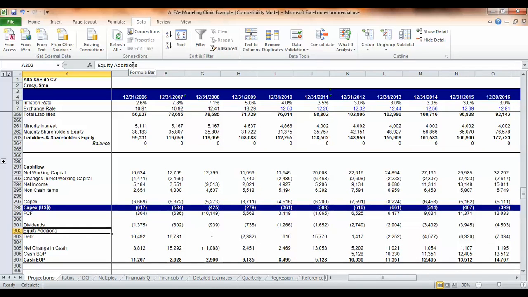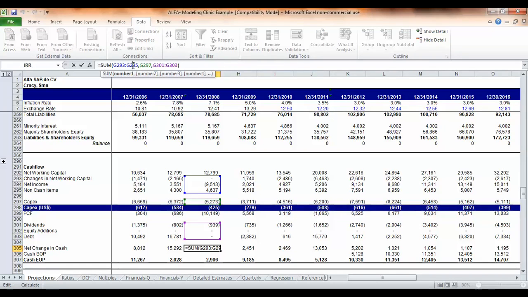We need to include the dividends. This is a negative. It's an outflow out of the company to the shareholder. Equity additions, when you raise equity, when you do an initial public offering, IPO, this would be a positive. It's an inflow. Debt, this could be positive or negative. If you pay down debt, it's a negative. If you raise your debt, it's a positive. It's an inflow into the company. And then, those are all the line items.